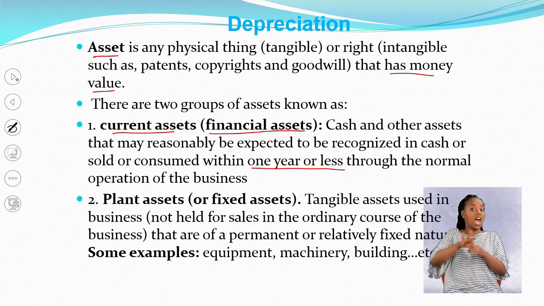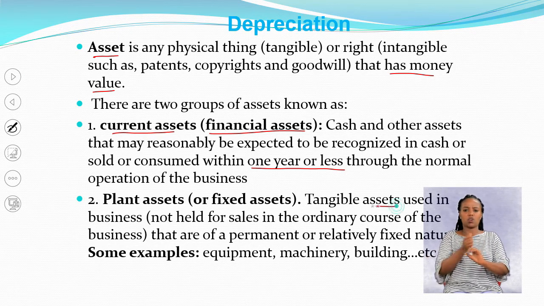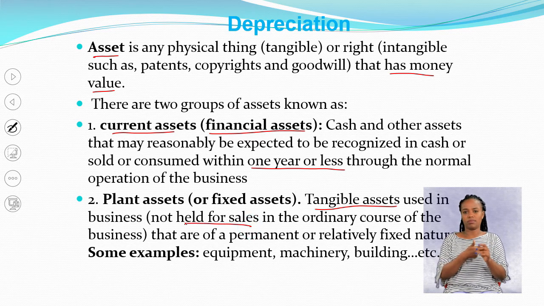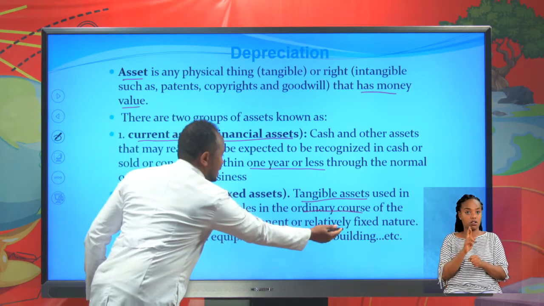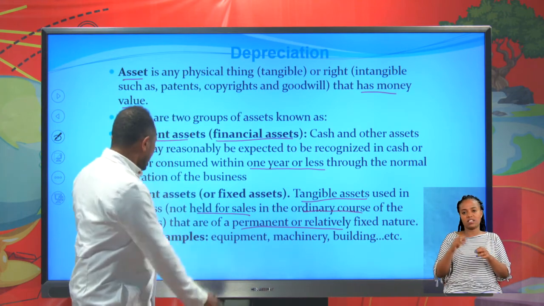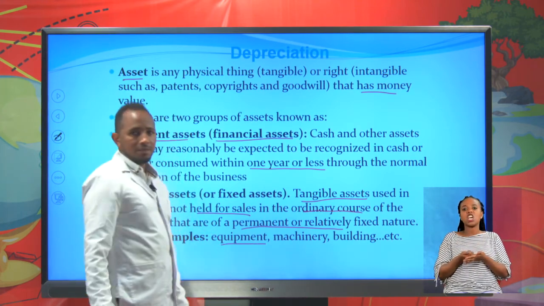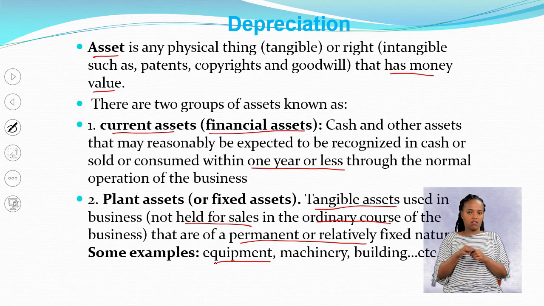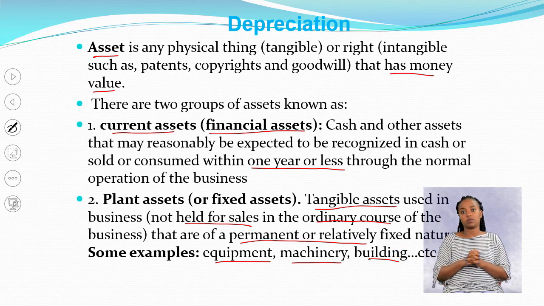Plant asset, or we call it fixed asset, is a tangible asset used in business and not held for sale in the ordinary course of the business operation, that is of permanent or relatively fixed nature. For example, equipment is a plant asset. And machinery, buildings, and so on, we call them fixed asset. So let's continue to the next part.